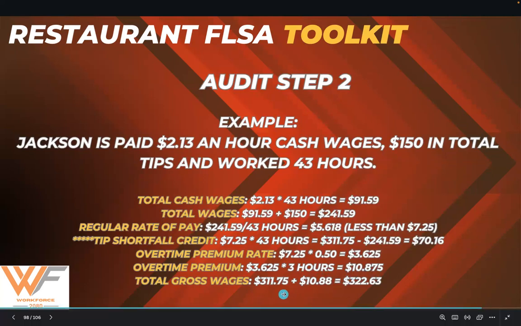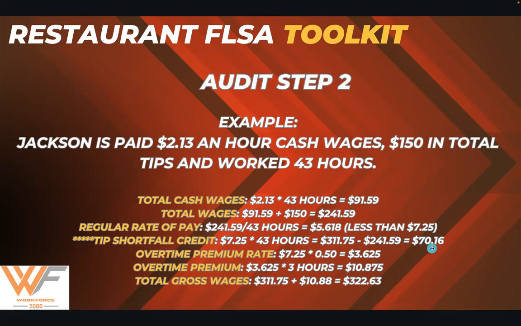Now, the total gross wages, I didn't break it up, so forgive me, but this $311.75 would be no different if I said $241.59 plus $70.16 plus $10.88. It would be no different. So I'm just adding in the total straight time wages plus the total overtime to give me this amount right here.